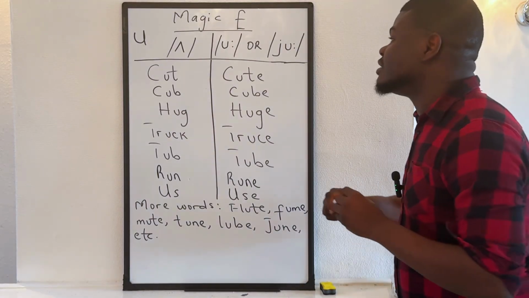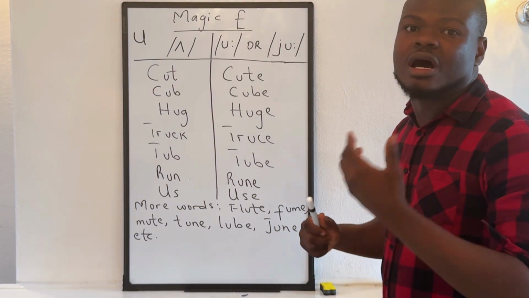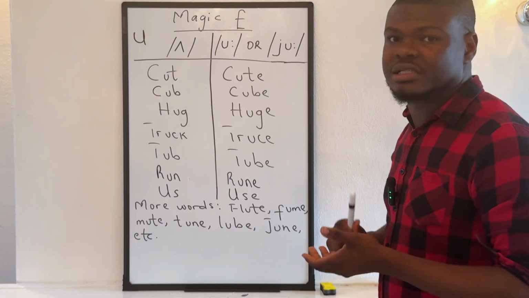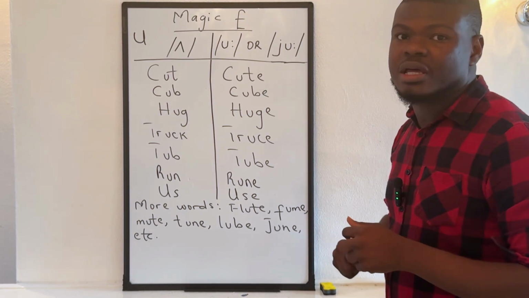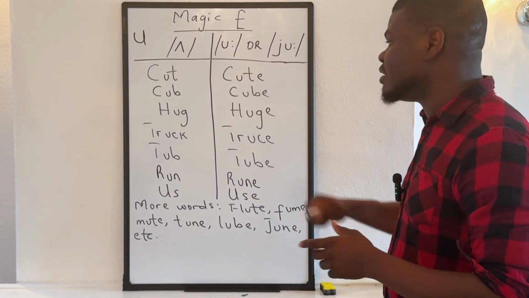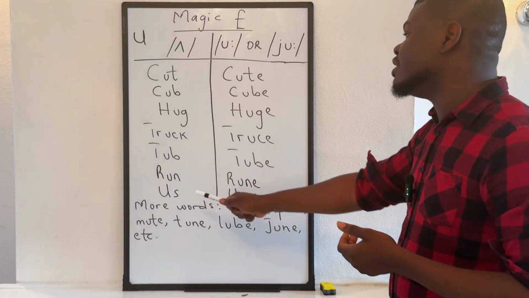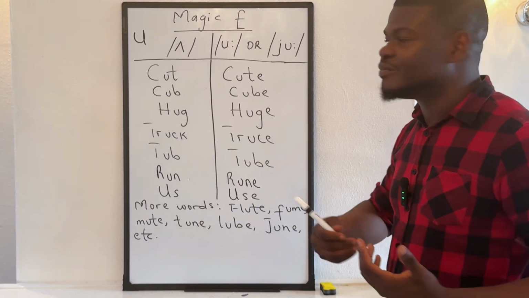So the last letter, like I said, we consider is the letter U. Now, normally, letter U would give us the short sound, as in cut, as in cub, as in hug, as in truck, as in pub, as in run, or as in the word us.